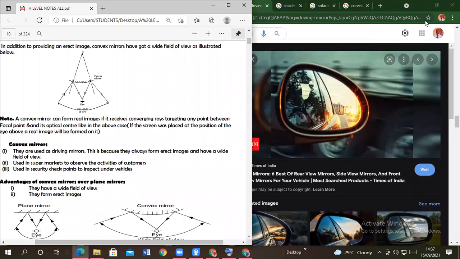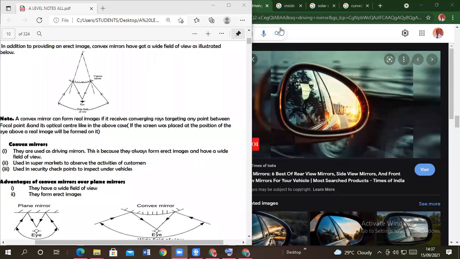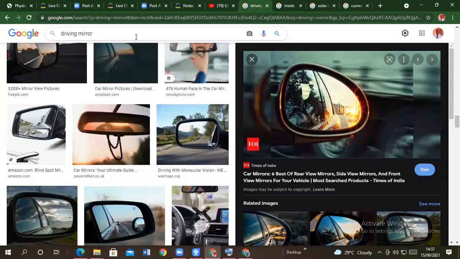Damira, I think for you, you work somewhere, maybe in a supermarket. So in supermarkets, you have those giant mirrors. They are always placed there to observe the activities of the customers. They are also used in security checkpoints to inspect under the vehicles. You have already seen when those gentlemen are checking under the vehicles, they always want to see what is inside.